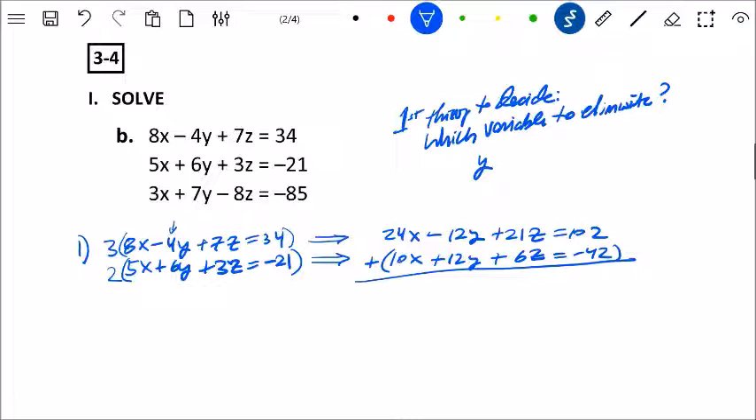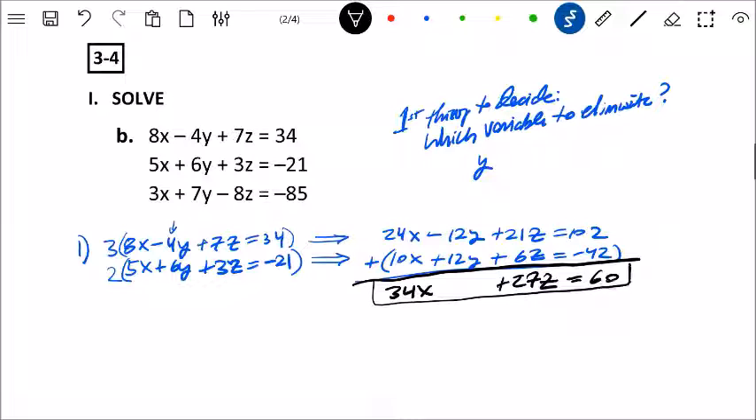I'm going to add those. So I'm going to get, on this black here, 34x plus 27z is equal to 60. So that's what I have so far. I'm going to do it again so I can get another one with just x's and z's in it. So for the second set, I'm going to take the 8x again, this one, but I'm going to do this one now too. And so I'll put those arrows instead of minuses. So I'm going to do 8x minus 4y plus 7z.